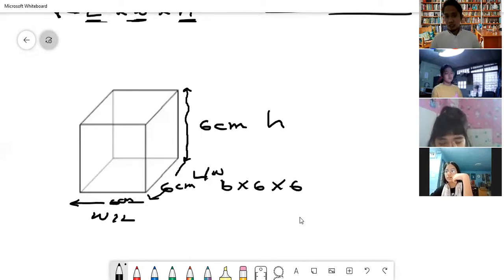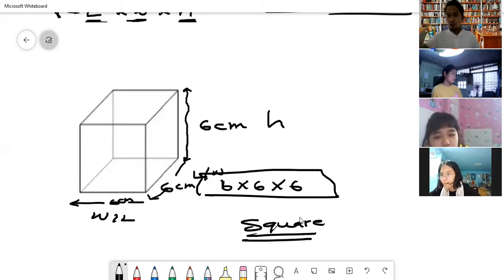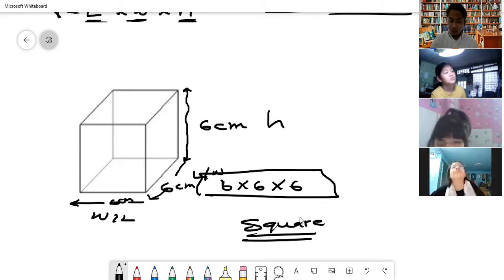So again, why 6 times 6 times 6? Because the faces are squares. Now, all the sides of a square are equal. That's why it's very easy. That's why they put only 6 there. Only one number, because all the sides are equal.